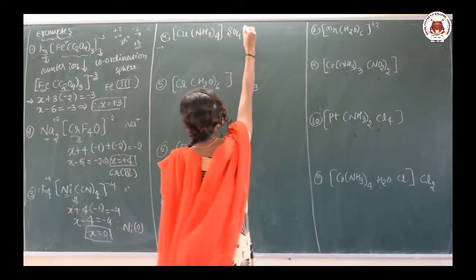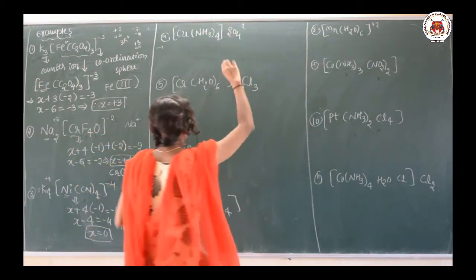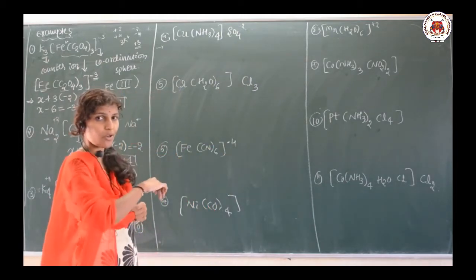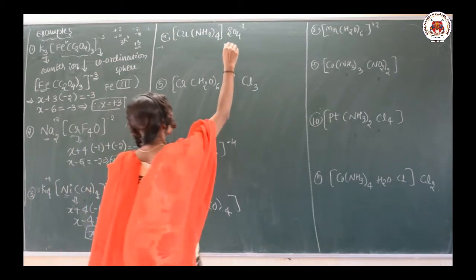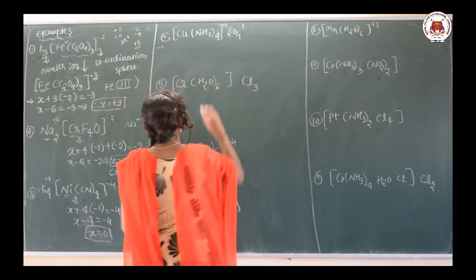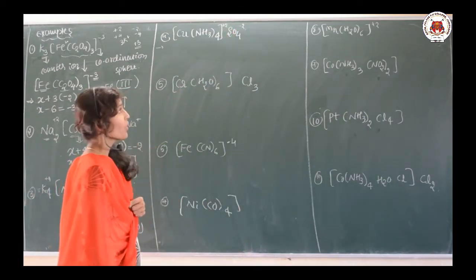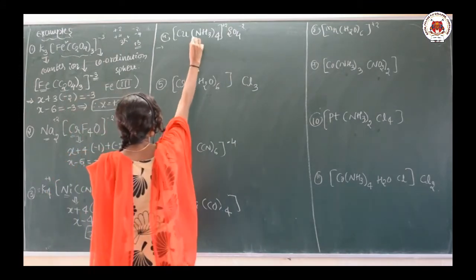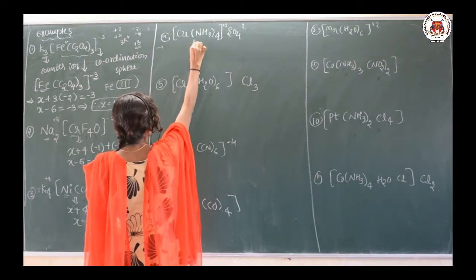So SO4 always carries -2. If the counter ion SO4 carries -2, what about the coordination sphere? It should carry +2. Now I know the charge of the coordination sphere, so now I can find out the oxidation state.